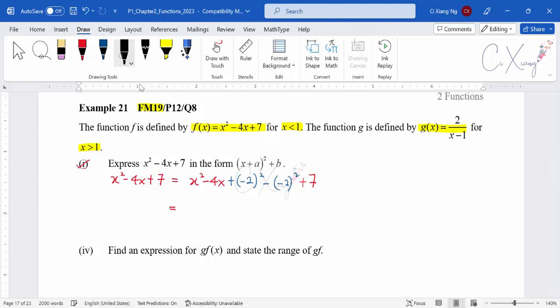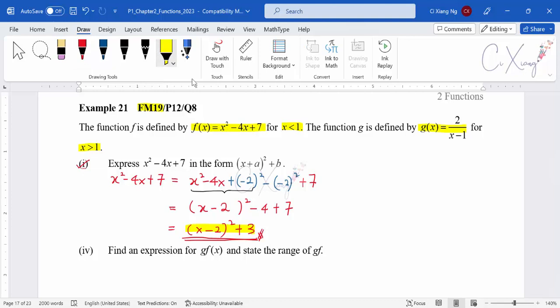After that, I want to combine the first three terms into one big bracket with a square outside. The term inside should be x minus 2. Then for the remaining numbers at the back, you just expand it out. So I'm having negative 4 plus 7. From here, if you didn't make any careless mistake, you should have (x minus 2) squared plus 3. So this is how we complete the square for a quadratic expression.